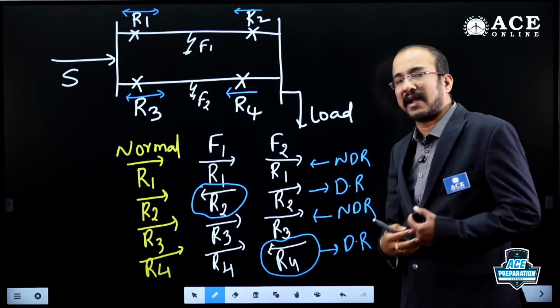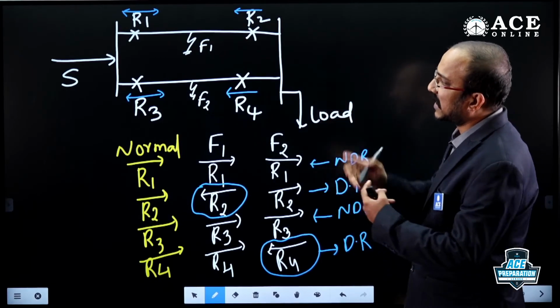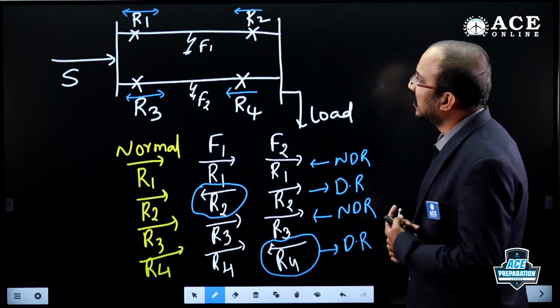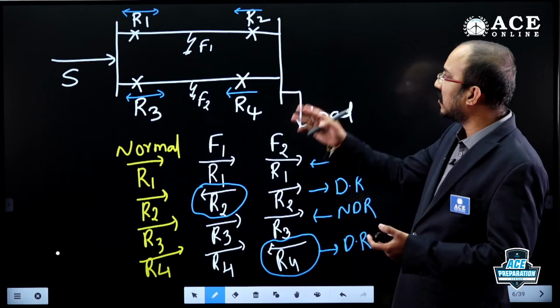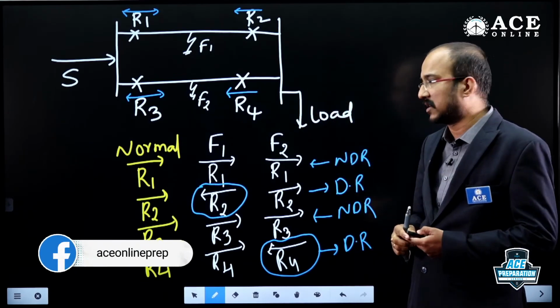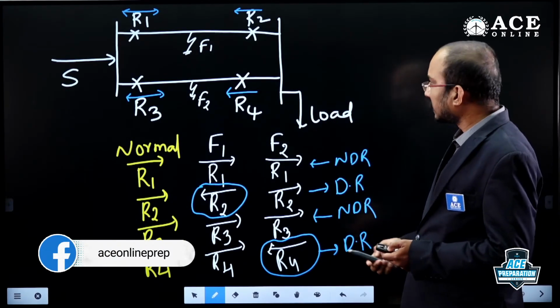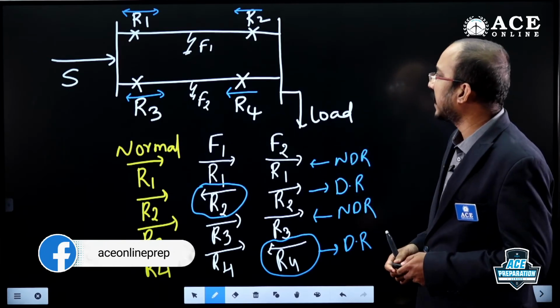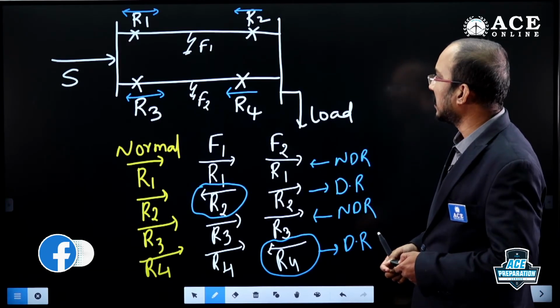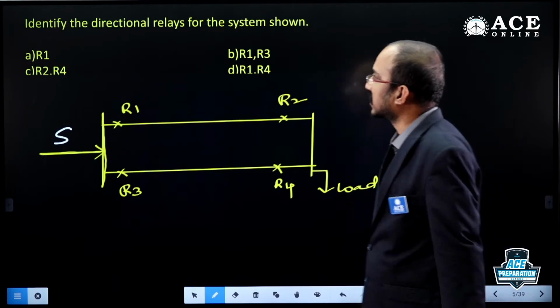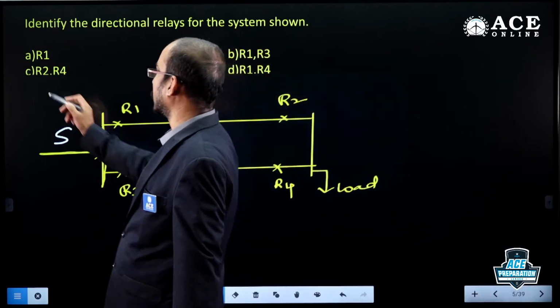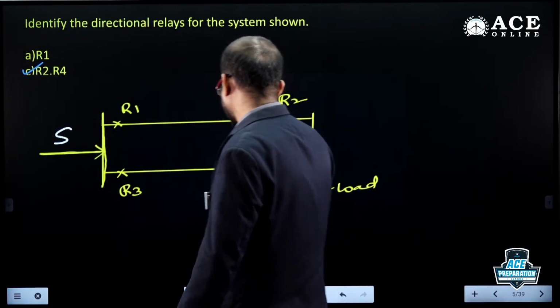So this is how we will identify. Generally the relays which are connected at the source end will be non-directional, and those at the far end from the source will be directional relays. So the answer will be: R2 and R4 are directional relays. Let us observe the options. R2 and R4, so option C is the right answer.